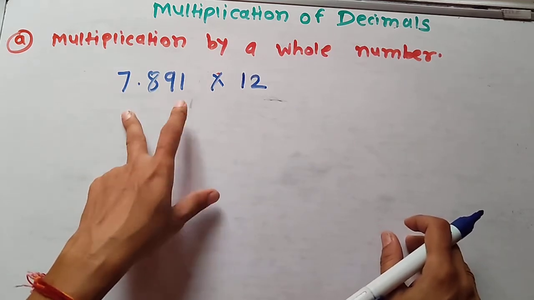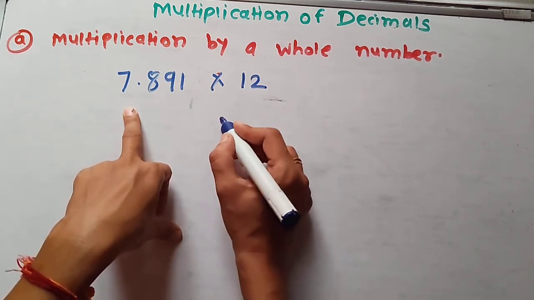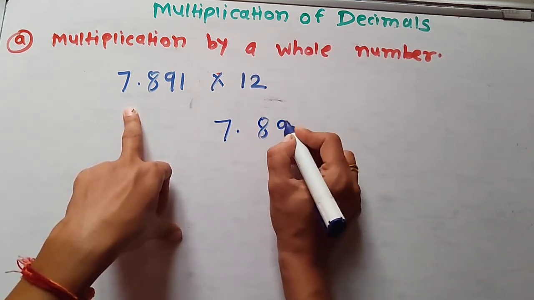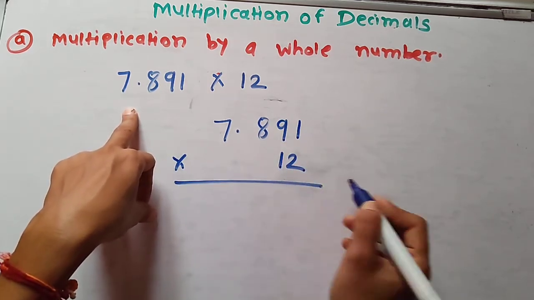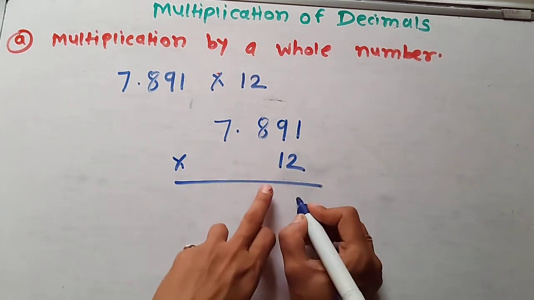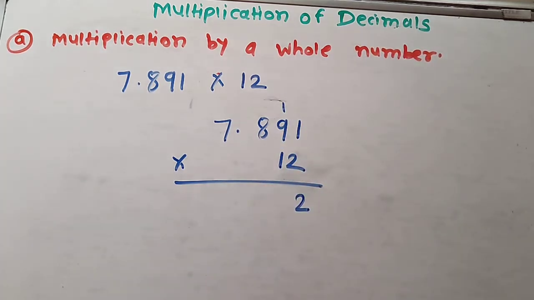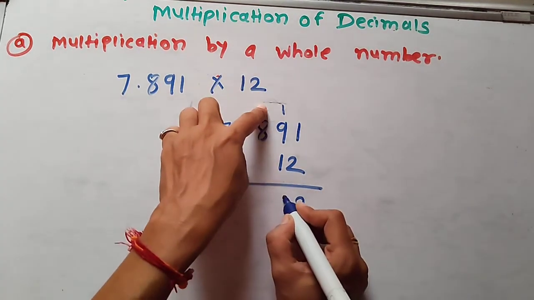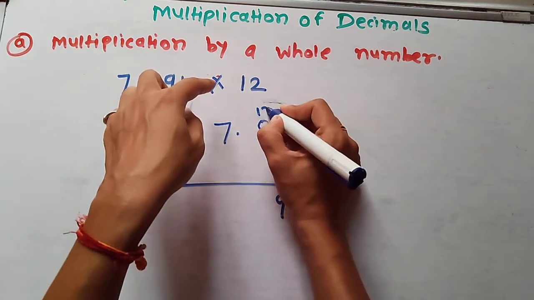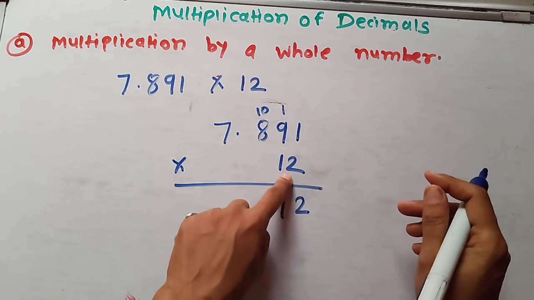Okay, this is example A. See here, this is the decimal number and this is a whole number. So you have to arrange the number and multiply by 12. You have to directly multiply by 12. 12 1s are 12. 1 carry over. 12 9s are 108. 108 plus 1 is 109. 10 carry over.